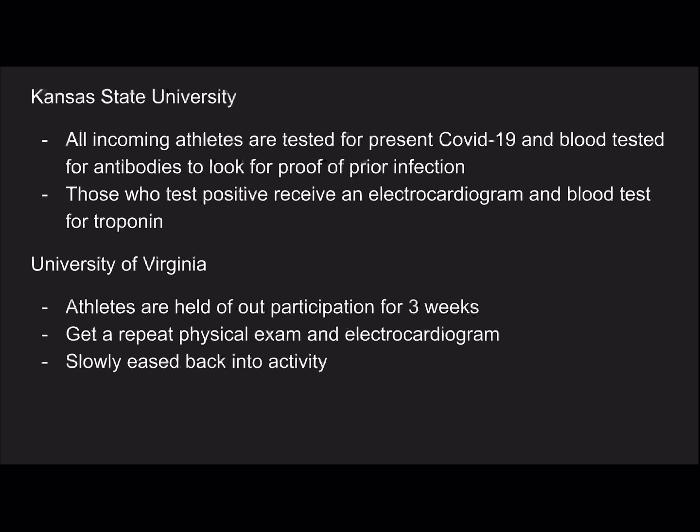Kansas State University has a bit of a different plan. Rather than testing athletes that are already on the campus, Kansas State is testing athletes before they come to campus for COVID-19, and they're also blood testing them for antibodies to see if they've had COVID-19 prior. If they have had it prior, they can test them for myocarditis earlier in the process. And then those who have tested positive receive an electrocardiogram and a blood test for troponin as well, which is similar to the University of Washington plan.